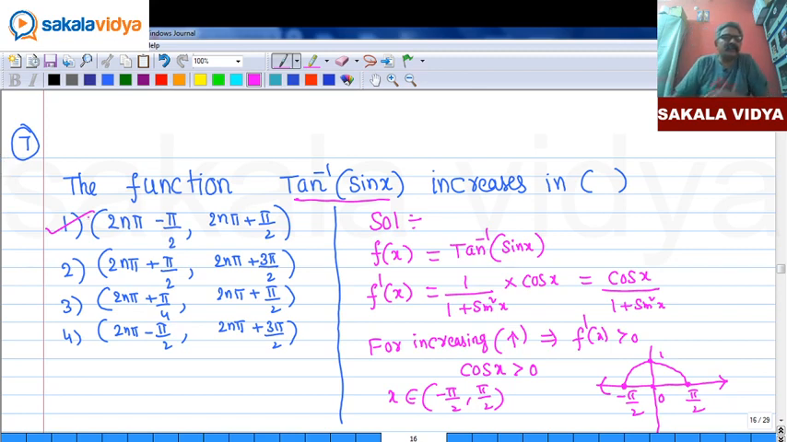Otherwise, substitute n equal to 0 in the options and check it, which gives minus pi by 2 comma pi by 2. That will be the answer.